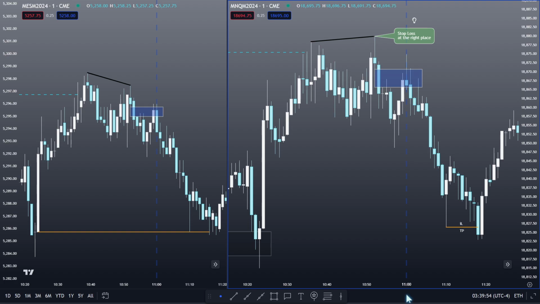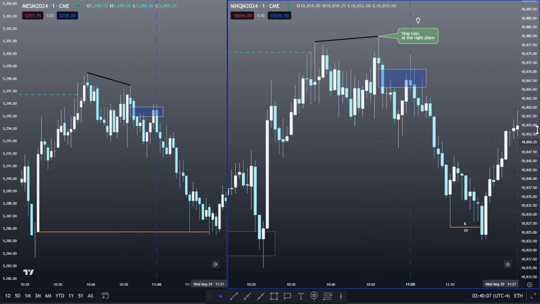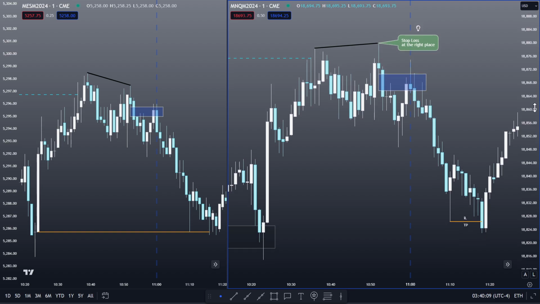Alright, so here we're looking at Silver Bullet, Wednesday, May 29th. And the move didn't occur until the very end of Silver Bullet, which already tells me not to have much confidence that it's going to the take profit point that I would like it to go to.